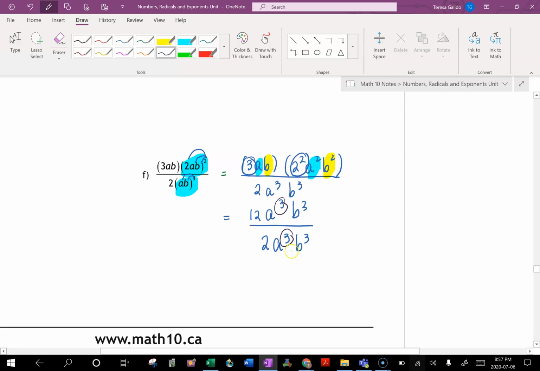Now, thinking about subtracting these numbers here, 3 minus 3 is actually equal to 0, so this becomes a to the 0, or we can just go ahead and cancel that. That's just equal to 1. A to the 0 is equal to 1. This also cancels out because they're exactly the same expression. What we're left with is actually just 12 over 2, or equal to 6.